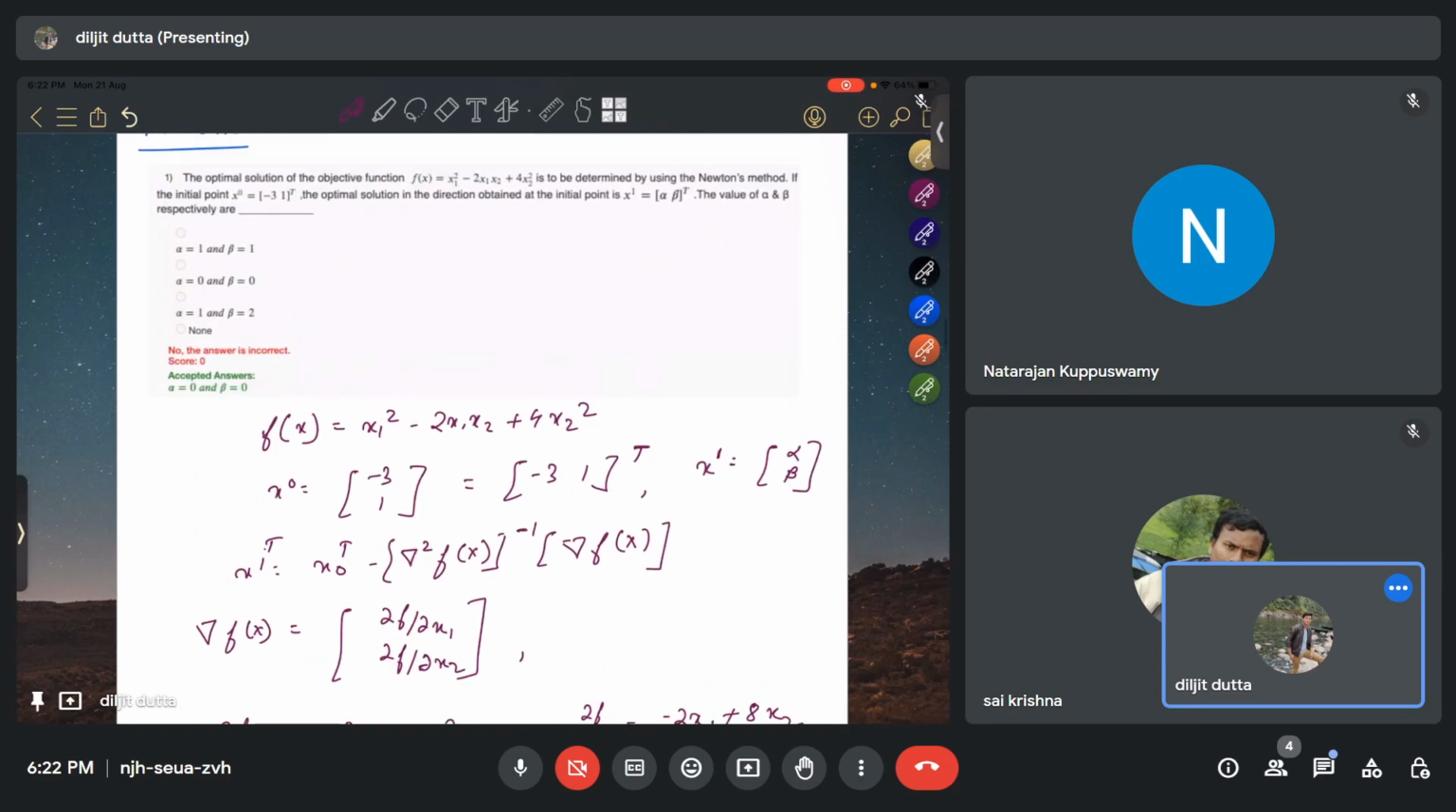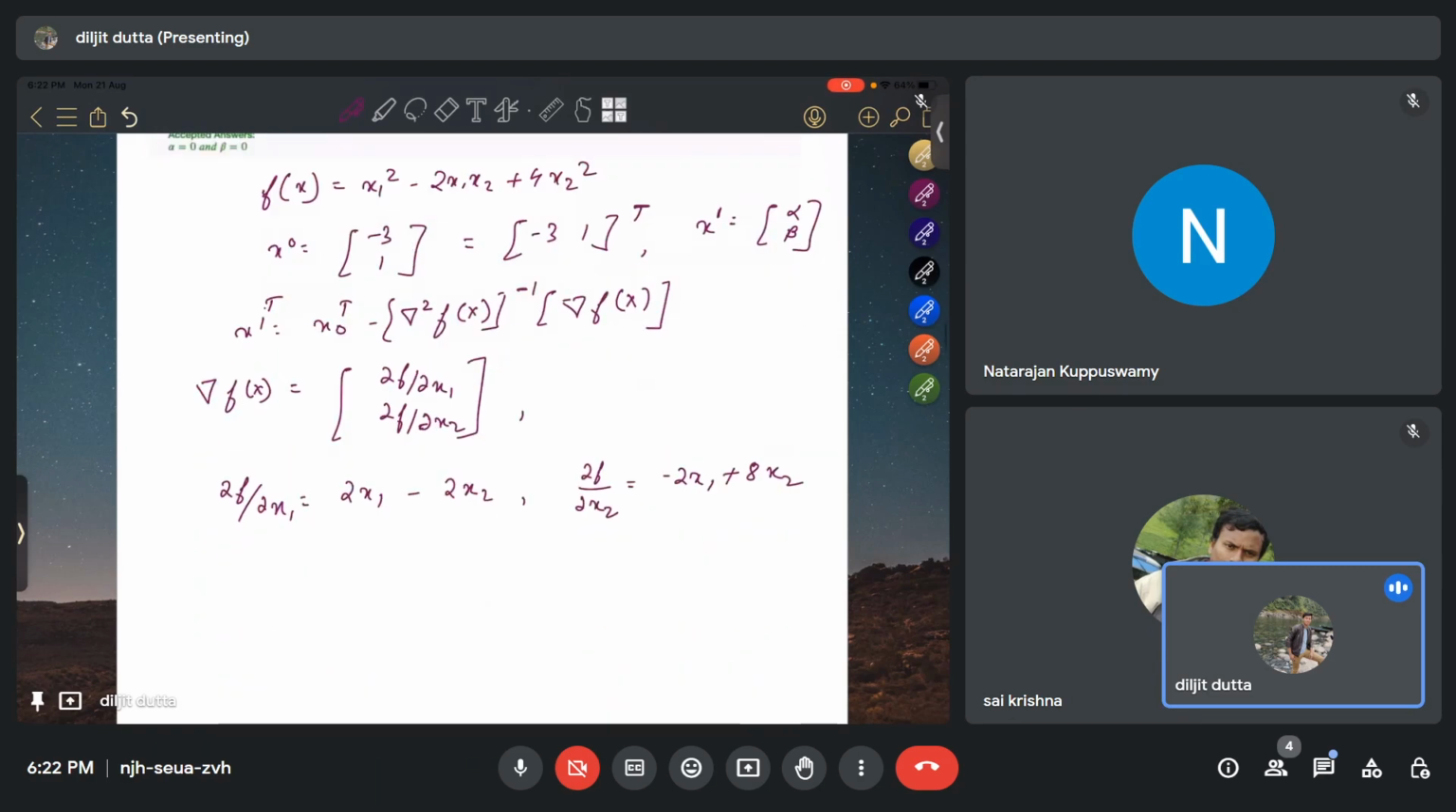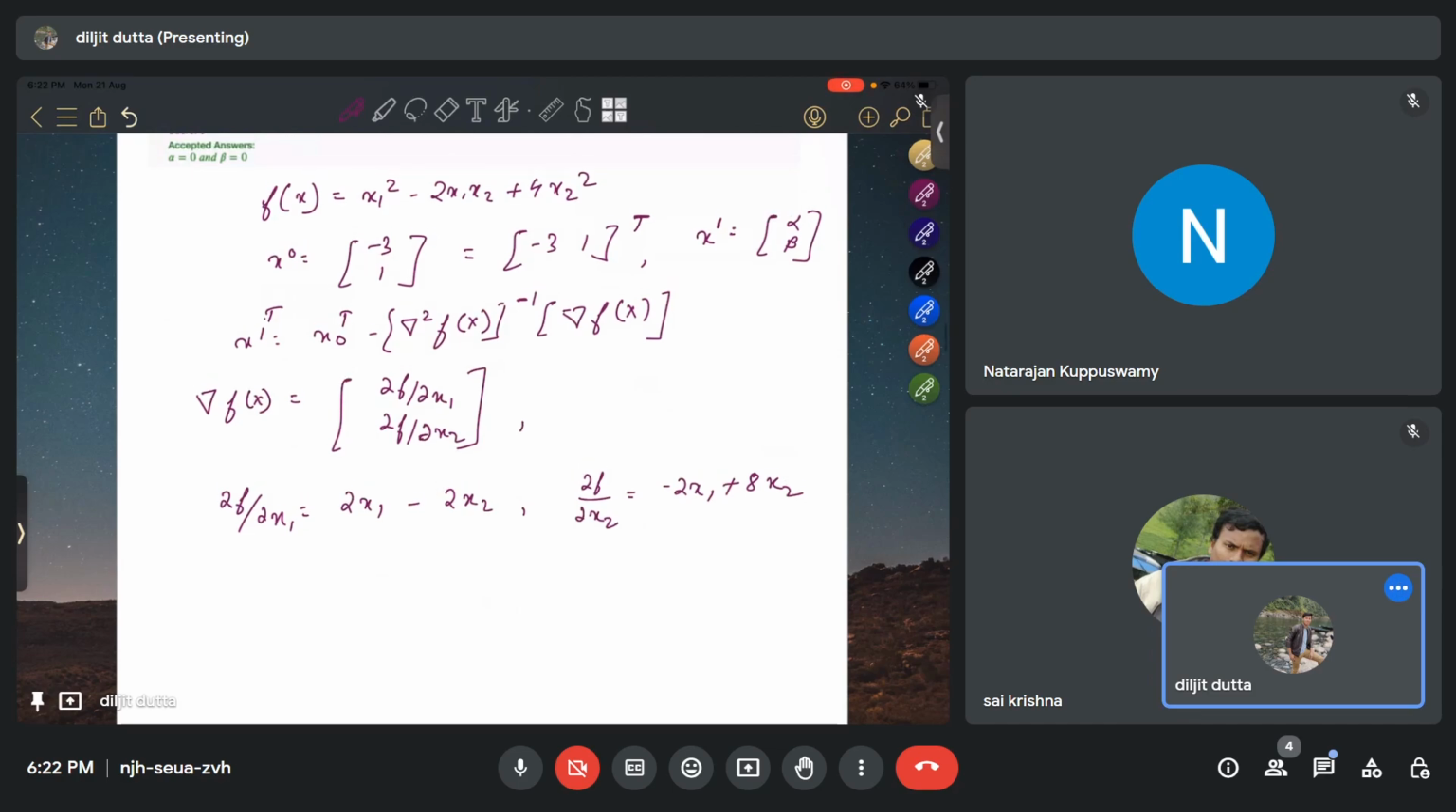Now we are given that the initial point is (minus 3, 1), so we have to calculate the value of this at x naught. This is the formula I am writing. So del of f of x naught we have to calculate, and we will be doing that.